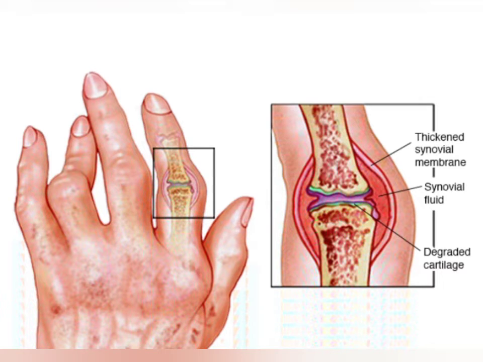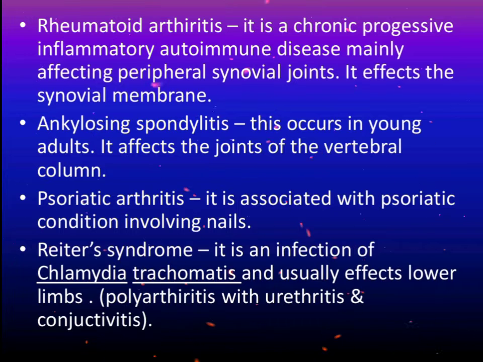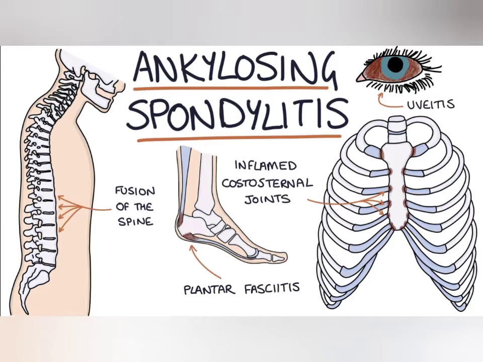Now let us see about ankylosing spondylitis. This tends to occur in young adults and affects the joints of the vertebral column. Calcification of the intervertebral joints and laying down of new bone leads to reduced spinal flexibility and permanent deformity.